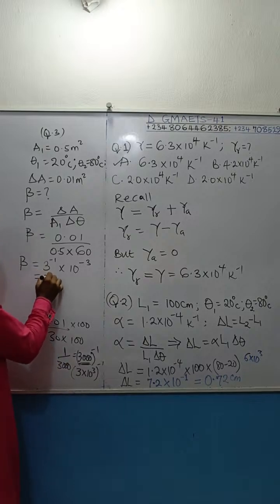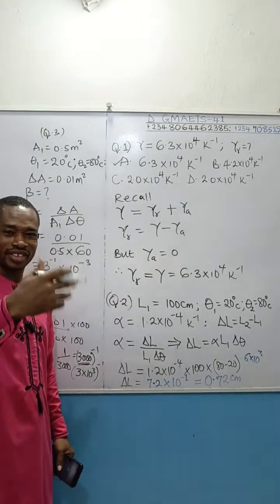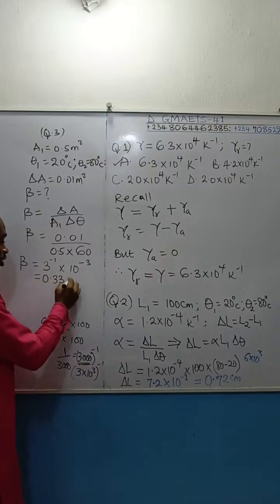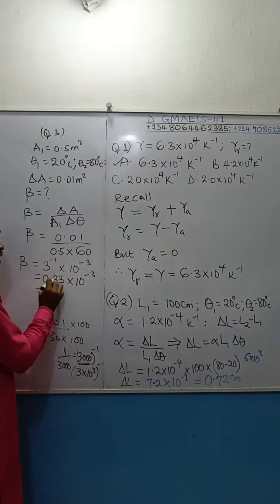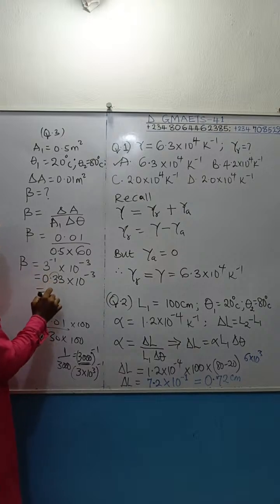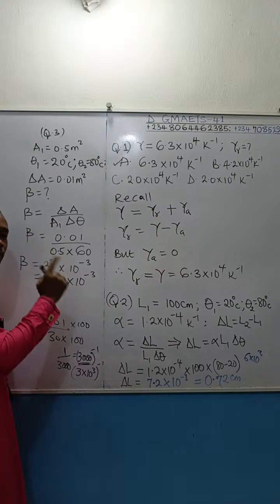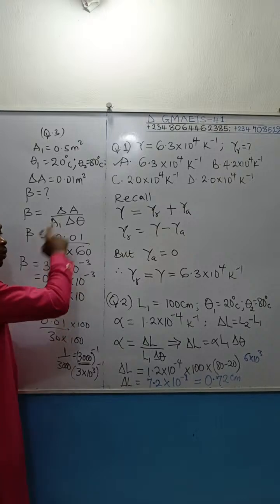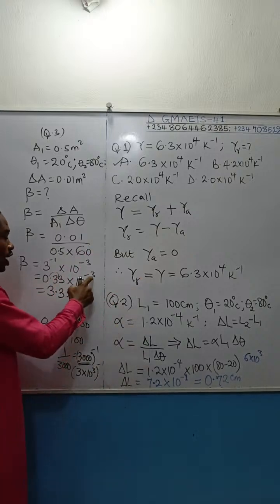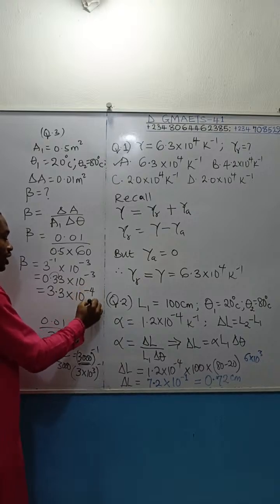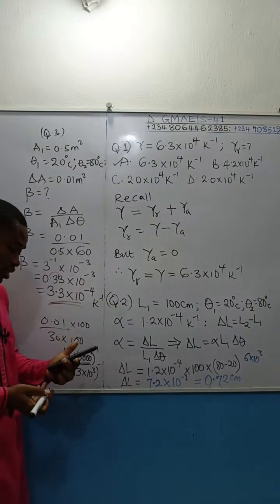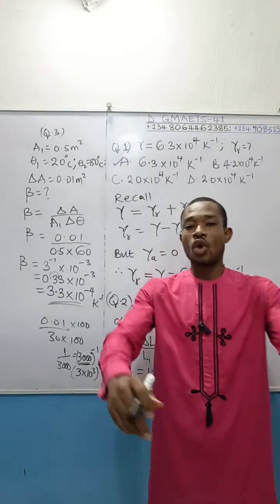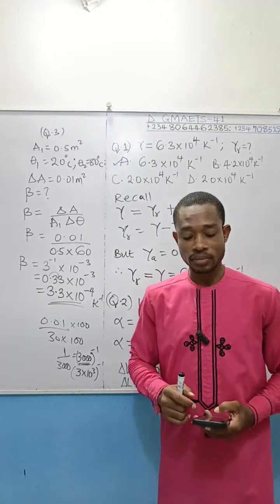Then 1 over 3 is 0.3333, right? Let me just pick this, times 10 to the power of minus 3. I can move this point once, because in standard form you should have one non-zero digit before the decimal point. So this becomes 3.3 times 10 to the power; you move the point once to the right. Therefore, you subtract 1 from this minus 3. You now get minus 4 per Kelvin. So this is the value of that coefficient of area expansion.